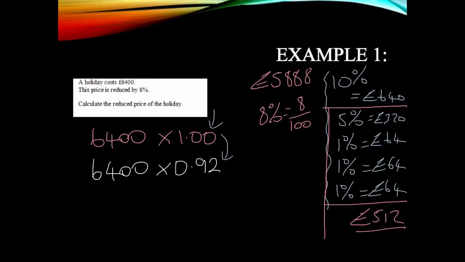I'll do that on my calculator. 6400 multiplied by 0.92, and I get 5888. Now, it's exactly the same answer as what we got before, but much less in terms of calculation. And this idea of a multiplier is a really, really powerful one. If you can get the idea of it and you can get used to it, brilliant. Okay, let's move on to the next example.